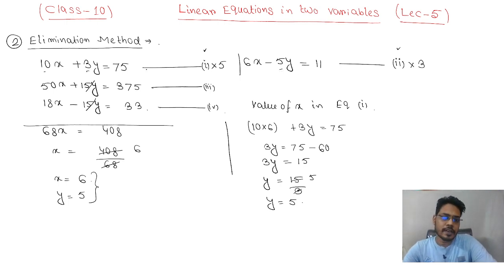If you multiply 5 with the first equation, and multiply 3 with the second equation, you will get the y term as 15, so that is 15y. So 50x plus 15y is 375, and 18x minus 15y is 33. After calculating, you will get x is 6, and putting the value of x in any of the equations 1 or 2, you will get the value y is 5.